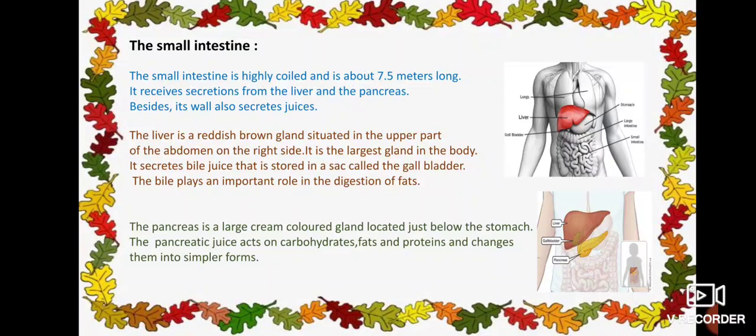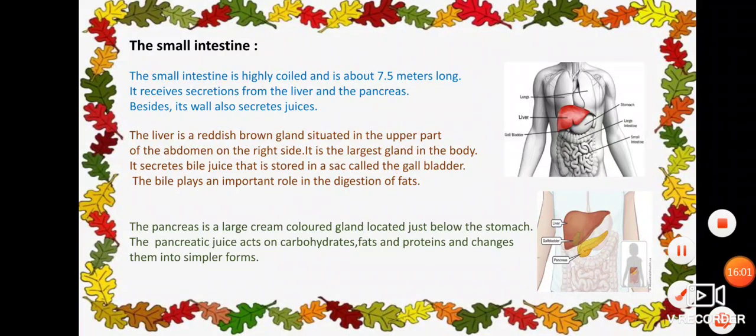And what is the function of this liver? Digestion of fats. What is the function of the pancreas? It digests carbohydrates, fats and proteins. See, the liver produces bile juice, and the pancreas produces only the digestive juice called pancreatic juice. The bile juice produced by the liver is stored in a sac called the gallbladder. This is about the small intestine.